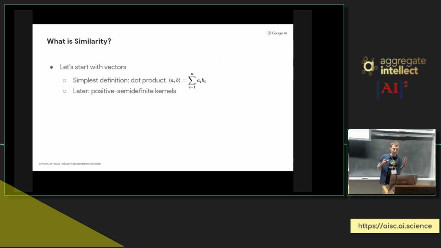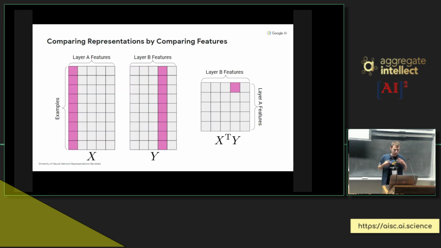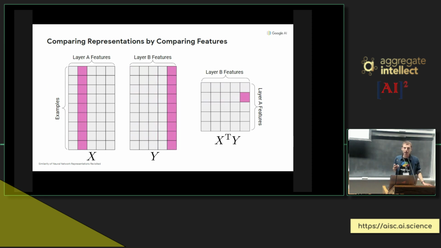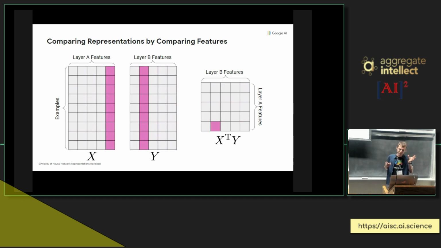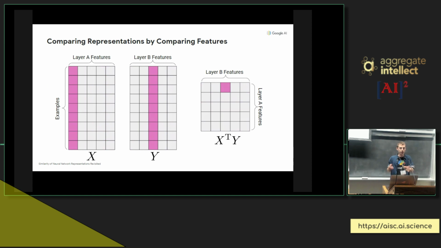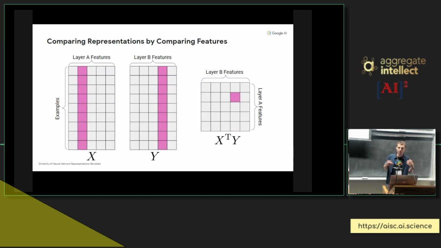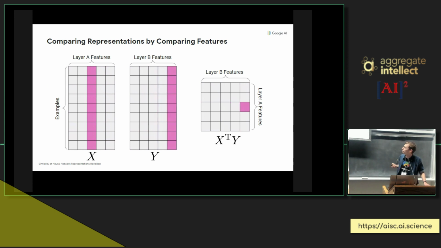Next, let's think about what similarity means. The simplest definition of similarity between vectors is just a dot product. But we can also extend this idea to other kinds of inner products, so we can replace the dot product with positive semi-definite kernels. Now moving on to how to compare representations. The simplest way of comparing representations is to take every possible pairing of features between the two representations and measure similarity between them. So we take their dot product, and if we do that, we get this matrix X transpose Y there on the right.